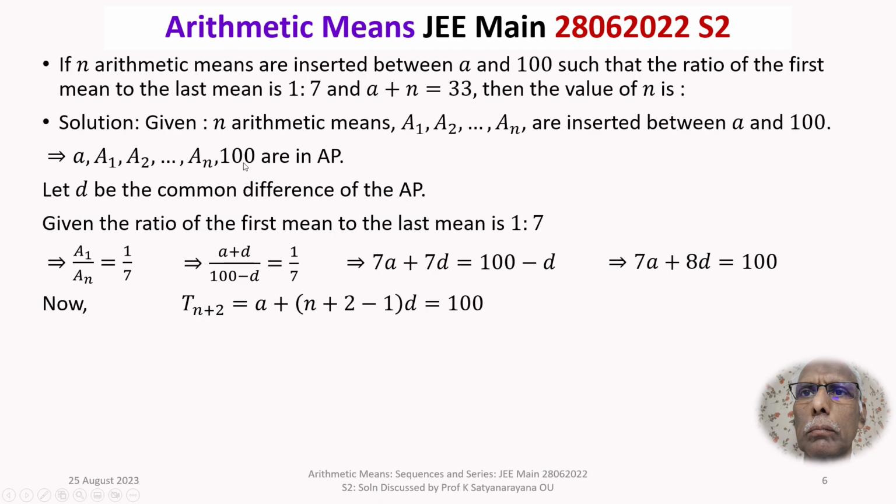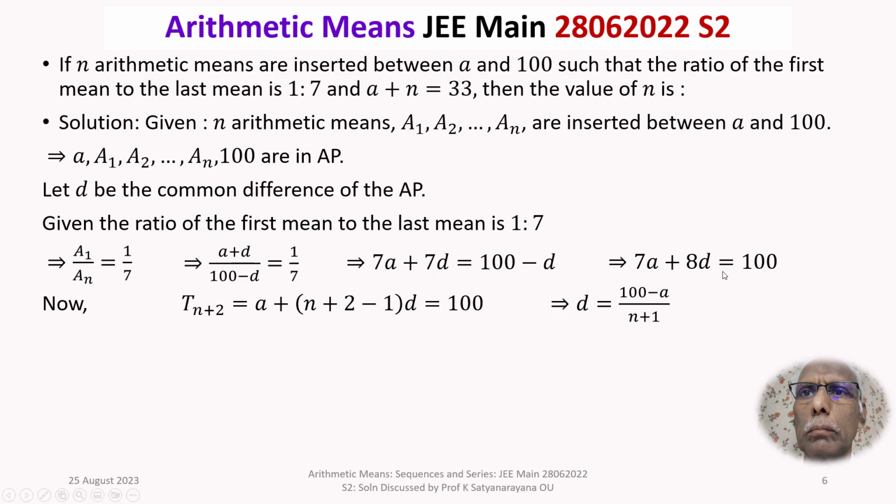Now let's look at 100 in the arithmetic progression. That's the last term. This is the first term, n arithmetic means, and 100. That means 100 is the n plus 2th term of this arithmetic progression. So term n plus 2 is equal to 100. Term n plus 2 is a plus n plus 2 minus 1 into d is equal to 100. And n plus 2 minus 1 is n plus 1, into d. So n plus 1 into d is 100 minus a, and d is equal to 100 minus a by n plus 1.